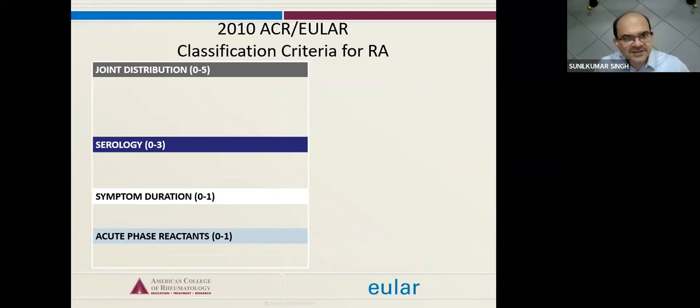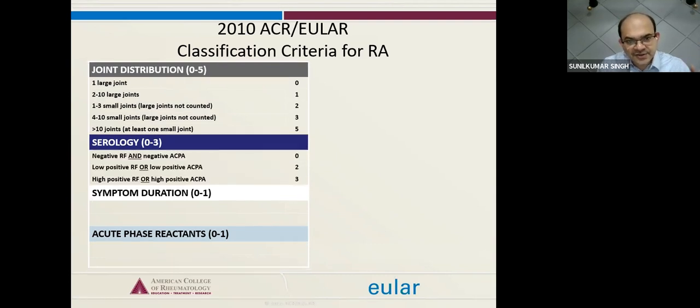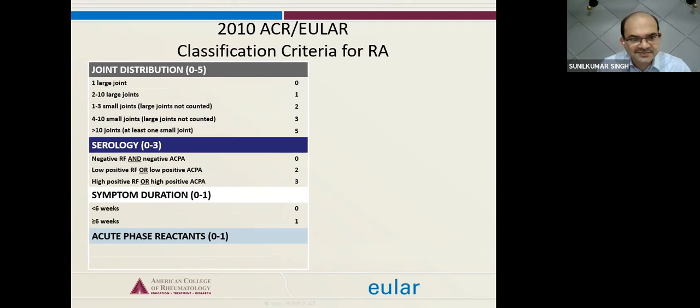So we look at the new classification criteria. The joint distribution, the serology, the symptom duration, and the acute phase reaction are the 4 domains that one has to know. When it comes to the joints, if it's a large joint, no points; 2 to 10, 1 to 3. As the number of small joints increases, you can see the score increase. The more the number of joints, the higher the score. In your serology, if both the RF and anti-CCP are negative, no points. If both are positive, 3 points.